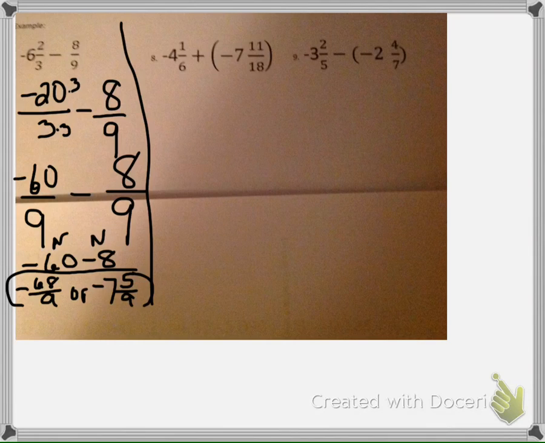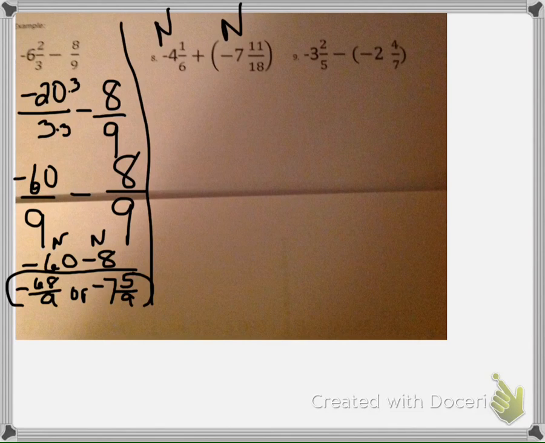Okay, number 8, let's change them into improper fractions. Now I'm going to show you this one both ways. I could have done this with the last one too. Sometimes it isn't a bad idea to keep them as the mixed numbers, because in this case you're adding them together. If you look, we have a negative and a negative. So you have same signs, and same signs you're going to add. And I'm going to show you why it works okay for this one.